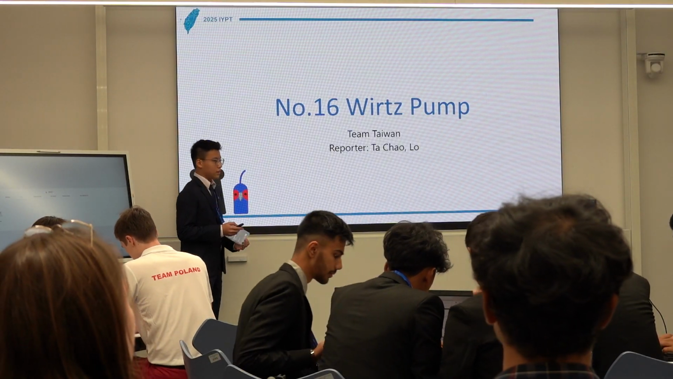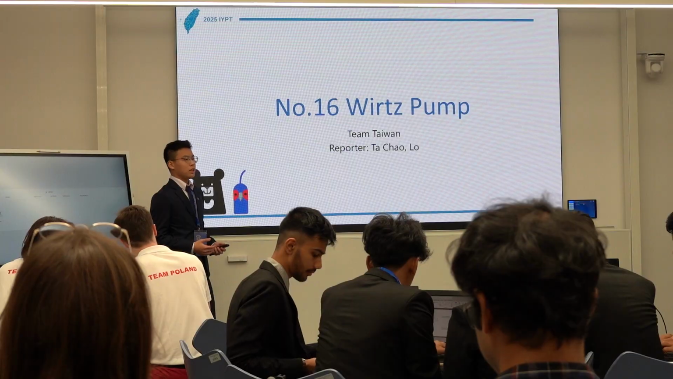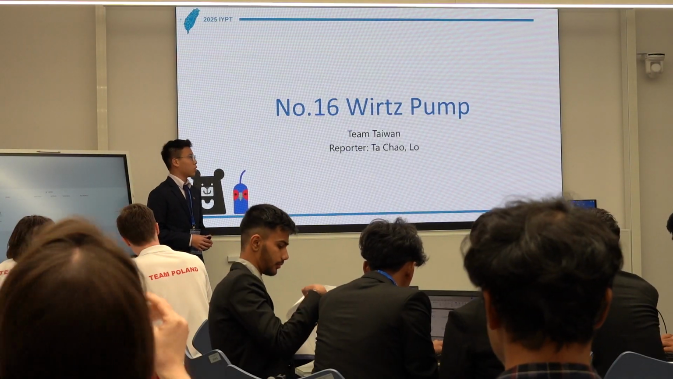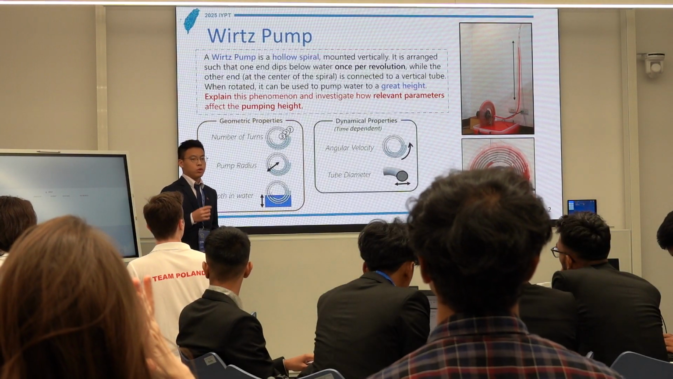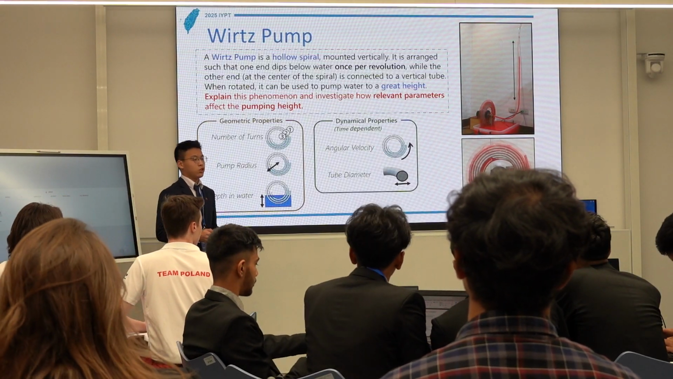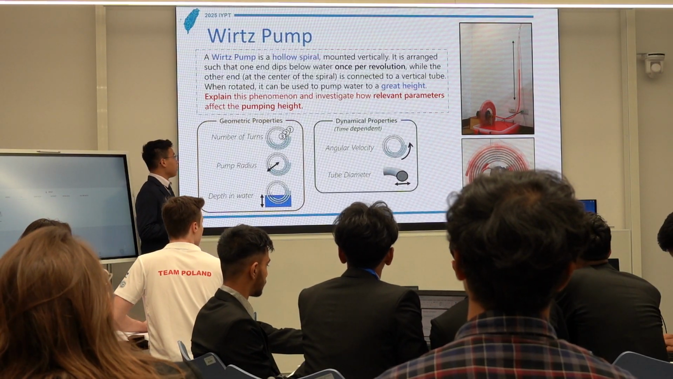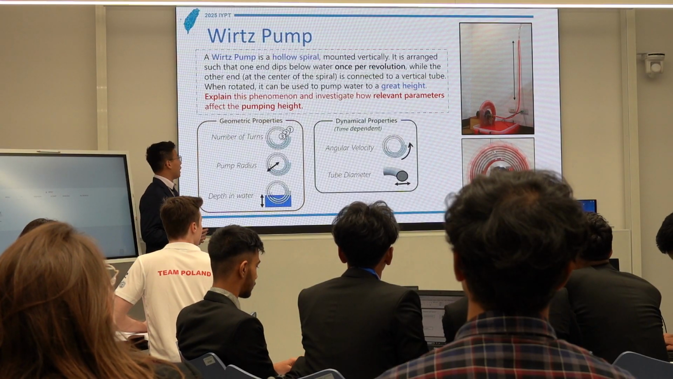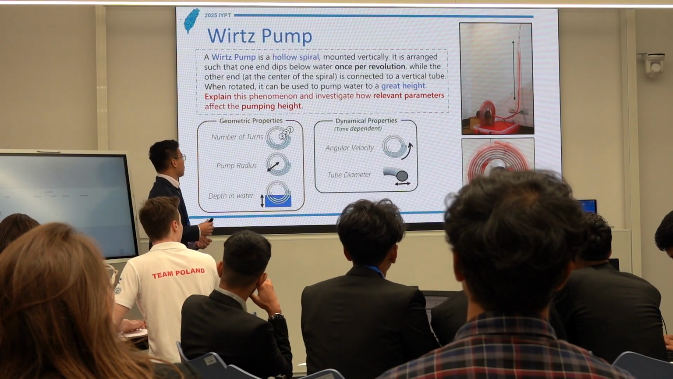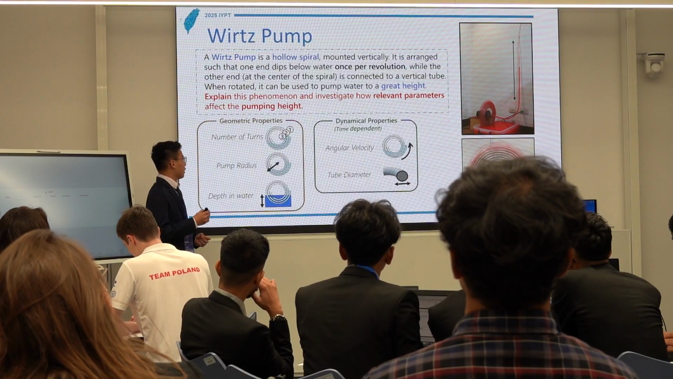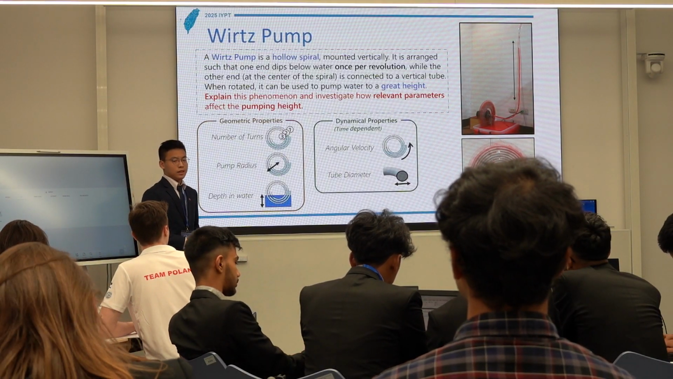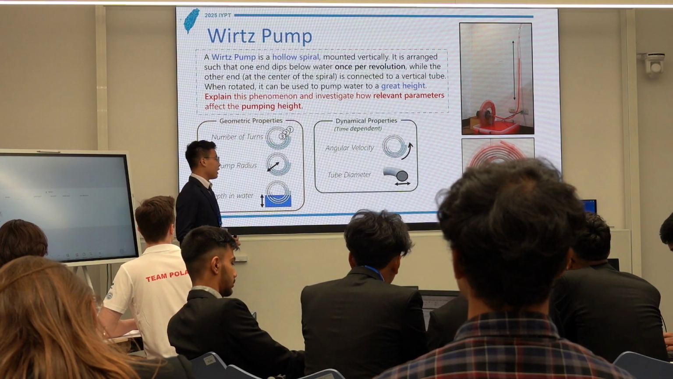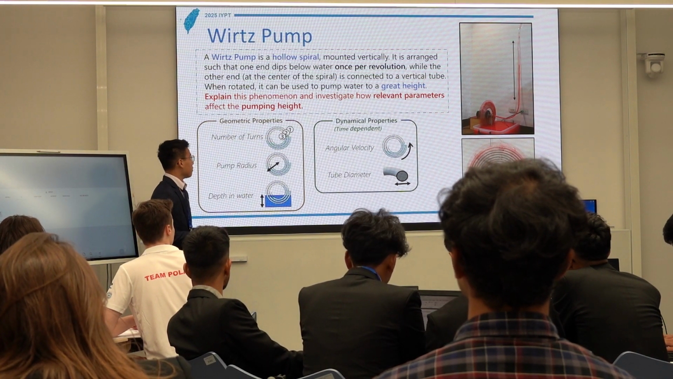Yeah, you can start if you're ready. Hello everyone, I'm here to present problem number 16, word pump. A word pump can be made using a tube shaped into a spiral, where it could pump water to a great height. I have to explain the phenomenon and investigate how relevant parameters affect the pumping height. For the geometric properties, I'll have the number of turns, pump radius, and depth in the water. For dynamic properties, which will be time dependent, it will be the angular velocity and tube diameter.